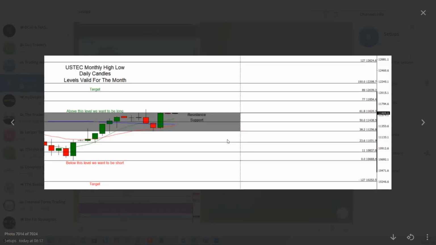On the US Tech monthly high-low, currently between levels of 50 and 61.8 as support resistance. If you look at moving averages, 8 is above 21. That's indicating trend is up. So with that, why not push above the 61.8 again to aim for that 89 target.